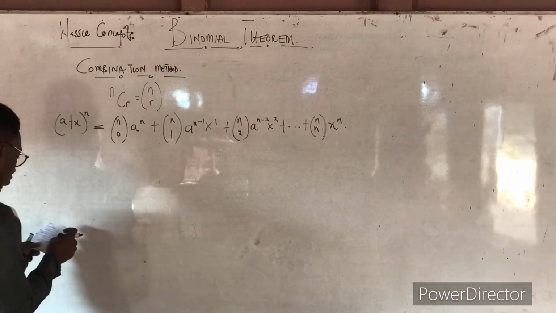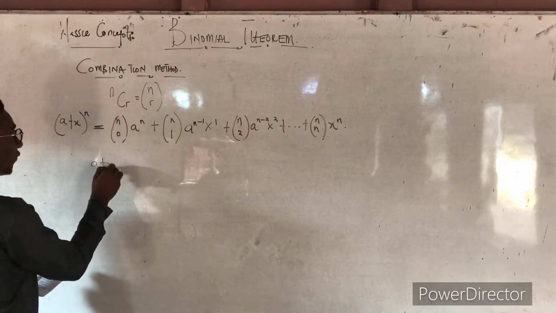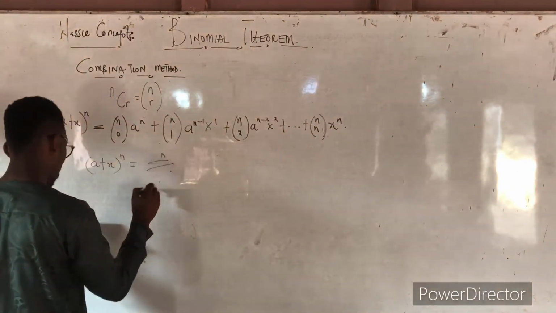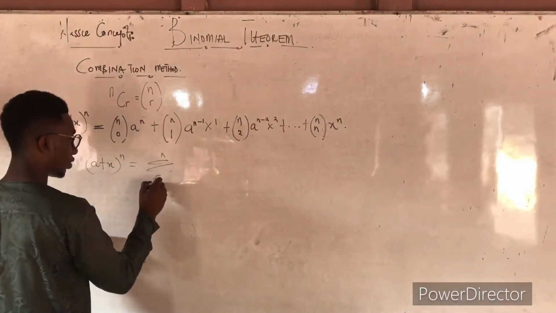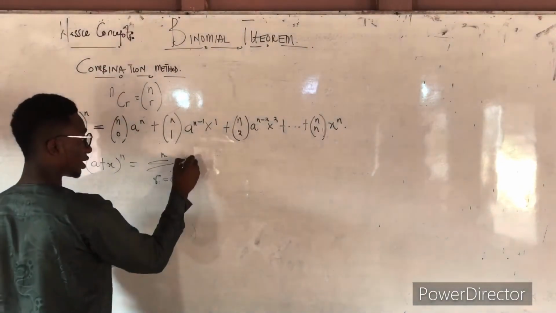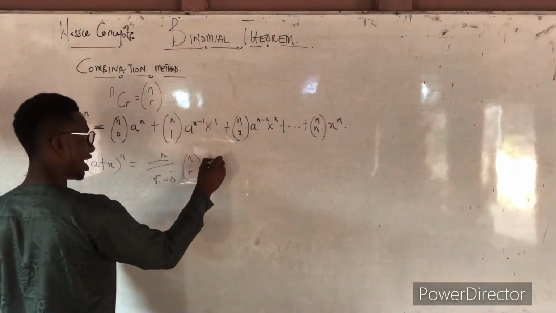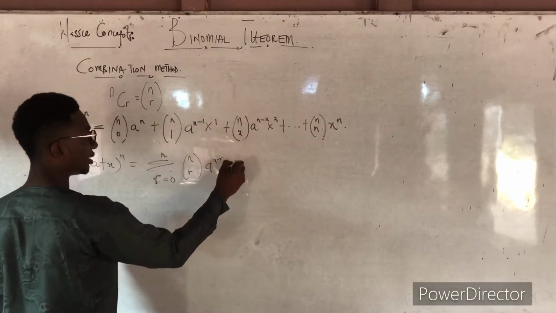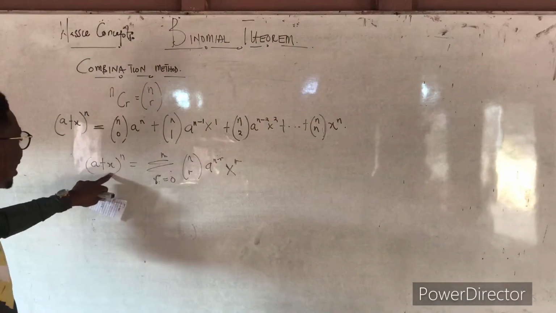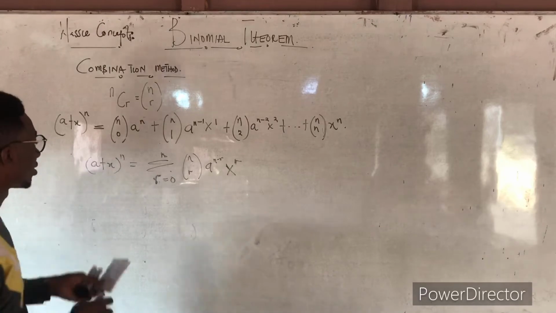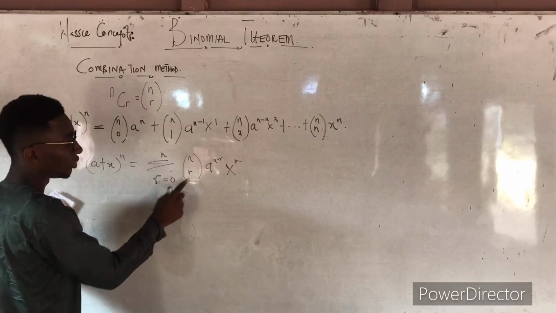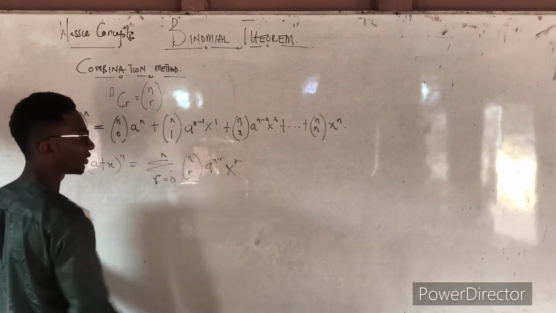Now, let's take a particular example. If you have a plus x exponent n, then it's simply the summation of all the n values starting from r equals 0, of n combination r, a exponent n minus r, x exponent r. So anytime you have a plus x exponent n, it's the summation starting from r equal to 0 of n combination r, a exponent n minus r, x exponent r.